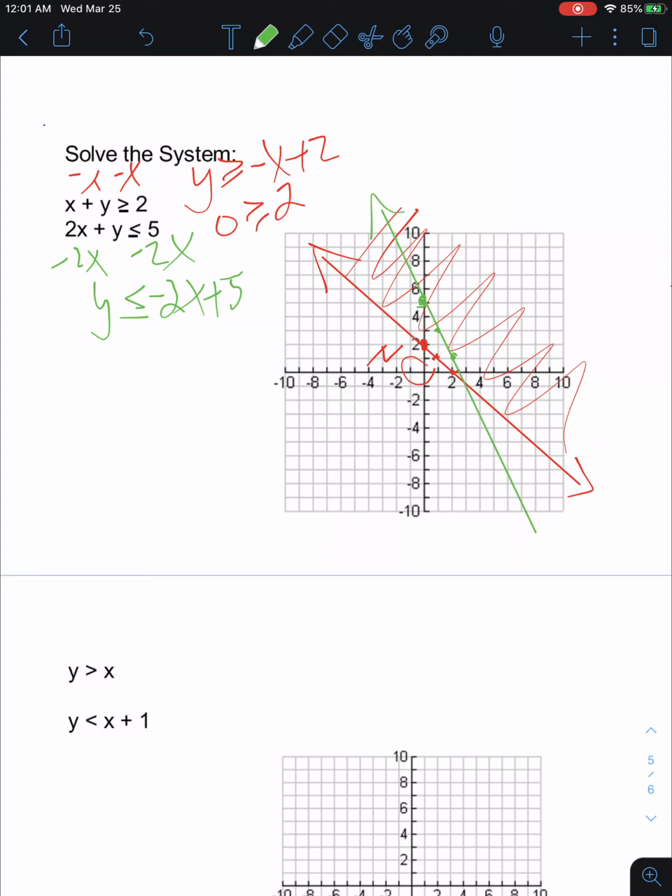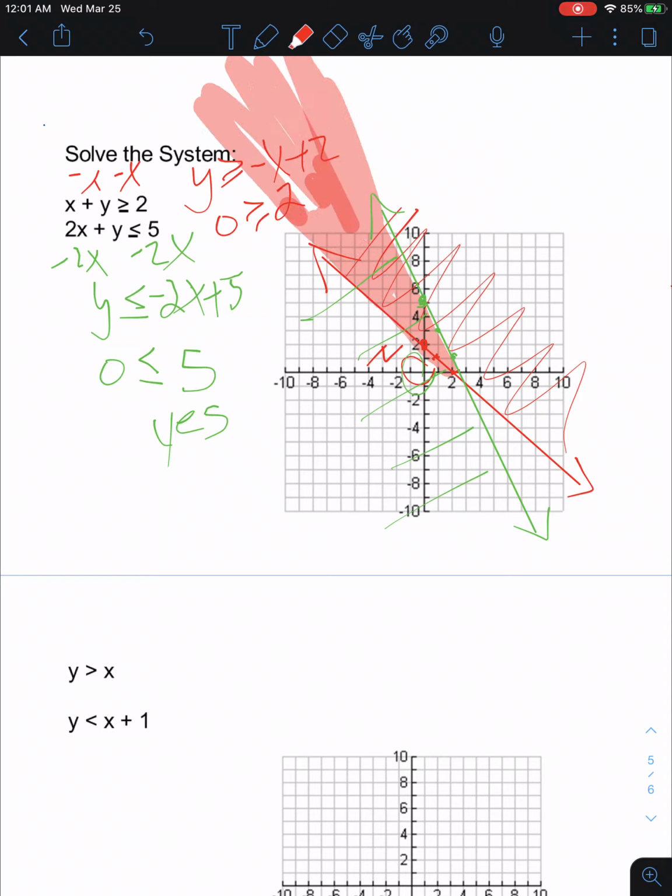Okay, and then if I put 0, 0 for this one, I get 0 less than or equal to 0 plus 5, or 5. Is 0 less than 5? Yes it is. So this is yes on the green, which is on this side. Now, where does it overlap? Well, that's a good question. Looks like it's overlapping right here. So it's this little wedge, and it keeps going as long as those lines go. So there's my solution.